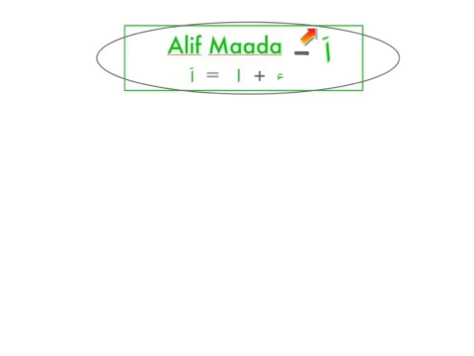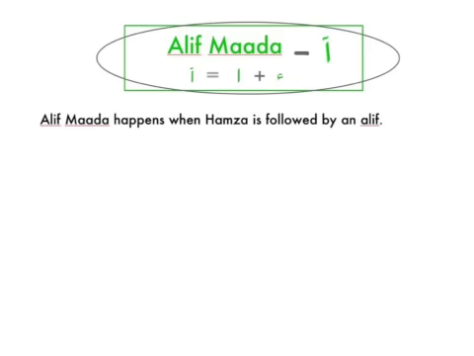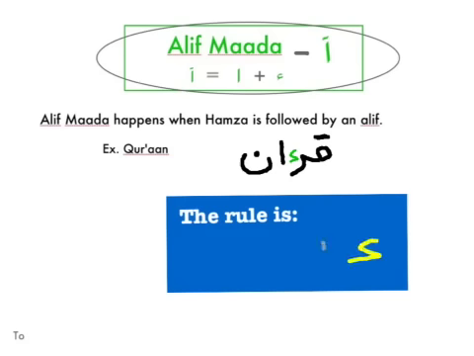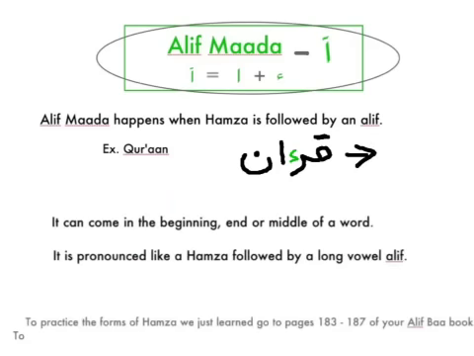Alif Madda. You can see the shape of Alif Madda here. Alif Madda happens when Hamza is followed by an Alif. An example would be the word Quran. Here you see the word Quran. Notice the Hamza. Hamza is followed by Alif, as you see. The rule is Hamza plus Alif, just like you see in the word Quran, will be changed to Alif Madda, which is written like this. It's like a hat. Therefore, the correct way to write the word Quran is writing it like this: Alif with the hat shape on top of it.